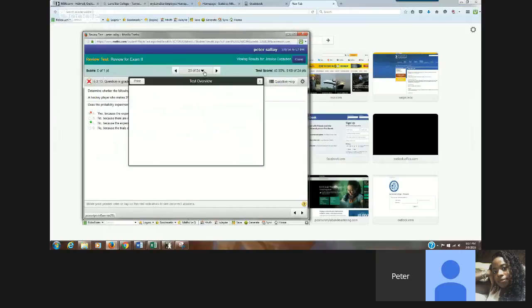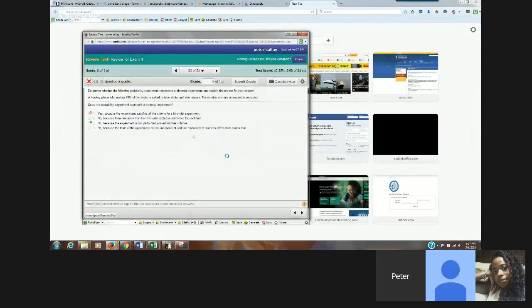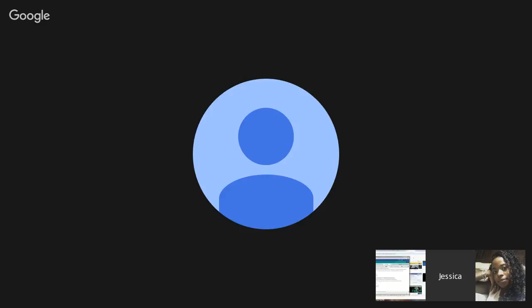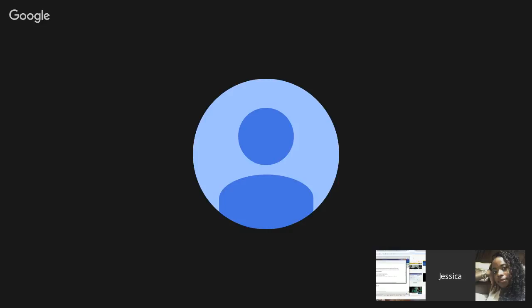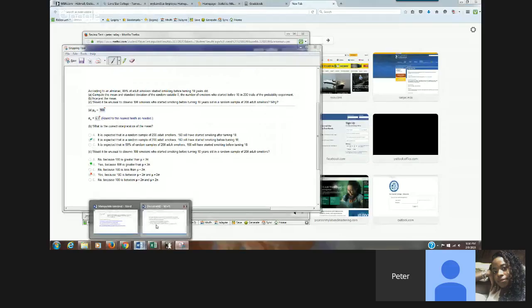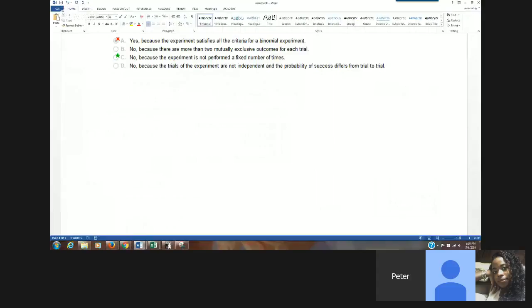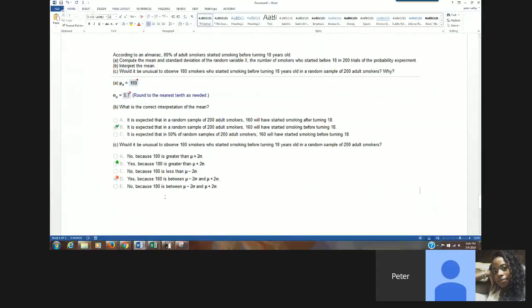All right, and then last one for Jessica, at least. According to the almanac, 80% of adult smokers started smoking before 18. Compute the mean and standard deviation of the random variable: the number of smokers who started, in 200 trials.